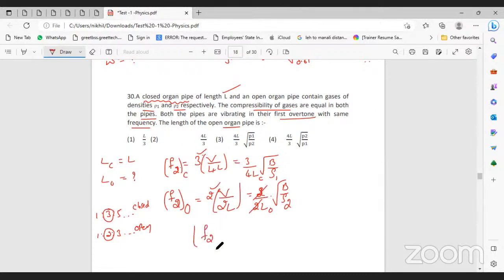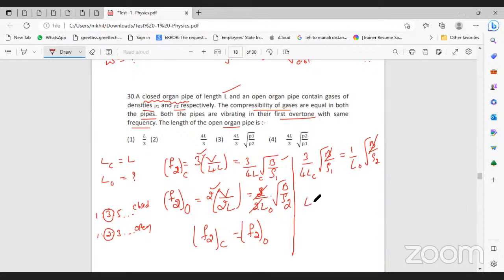These two frequencies are equal. They have given that the frequency of the closed pipe and the frequency of the open pipe are equal. This is the condition given. What is the frequency of the closed pipe here? It is 3 by 4 Lc root of B by rho 1. For the open pipe, it is 1 by L naught into root of B by rho 2. B and B will get cancelled out. So cross multiply, L naught will be equal to 4 times Lc by 3 into root of rho 1 by rho 2.